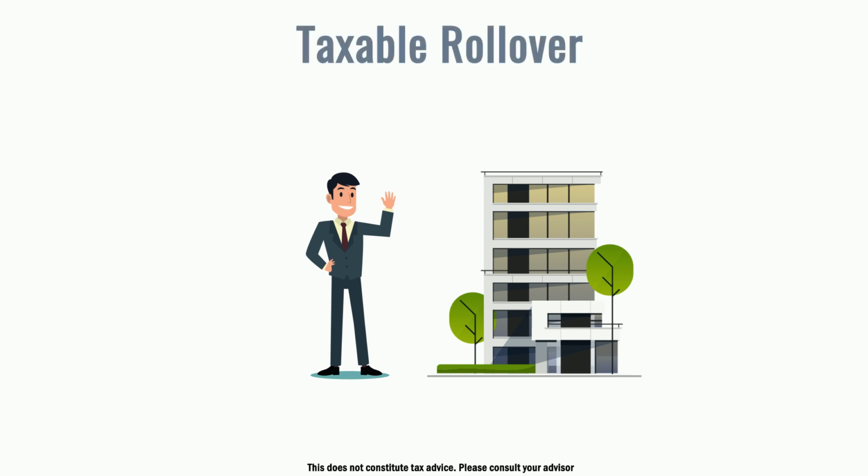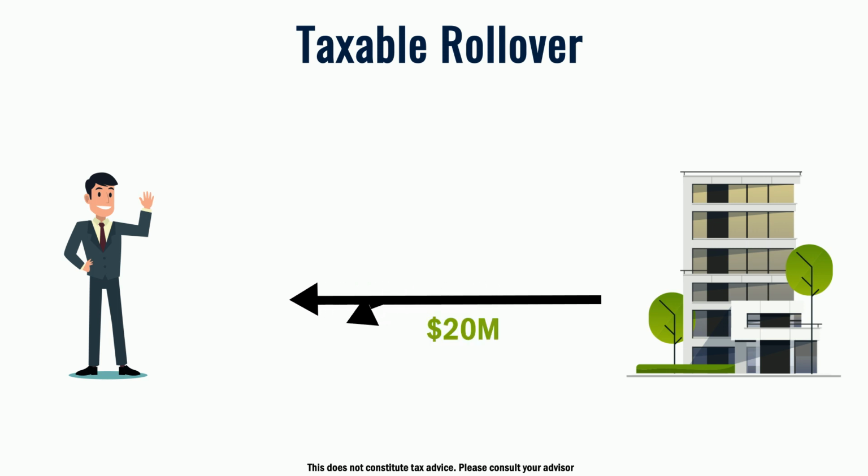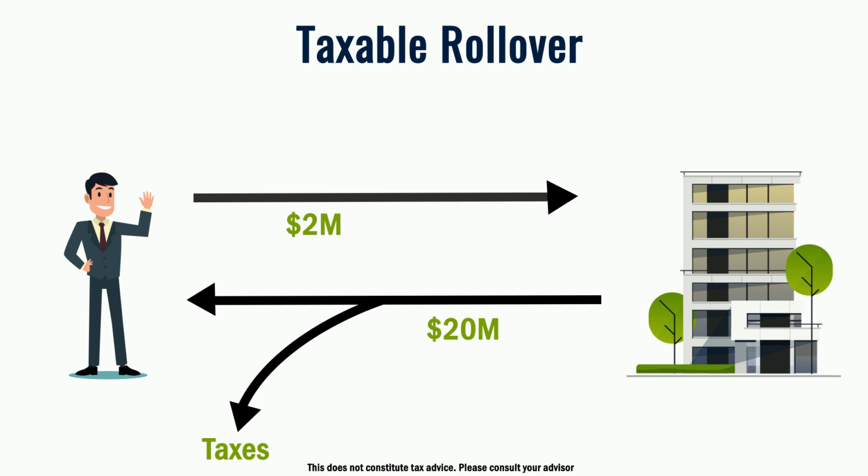In a taxable rollover scenario, John receives all $20 million of proceeds in cash, is taxed on the full gain now, and then reinvests $2 million back into the company. This scenario works like any other investment John would make with his proceeds and isn't particularly tax efficient.